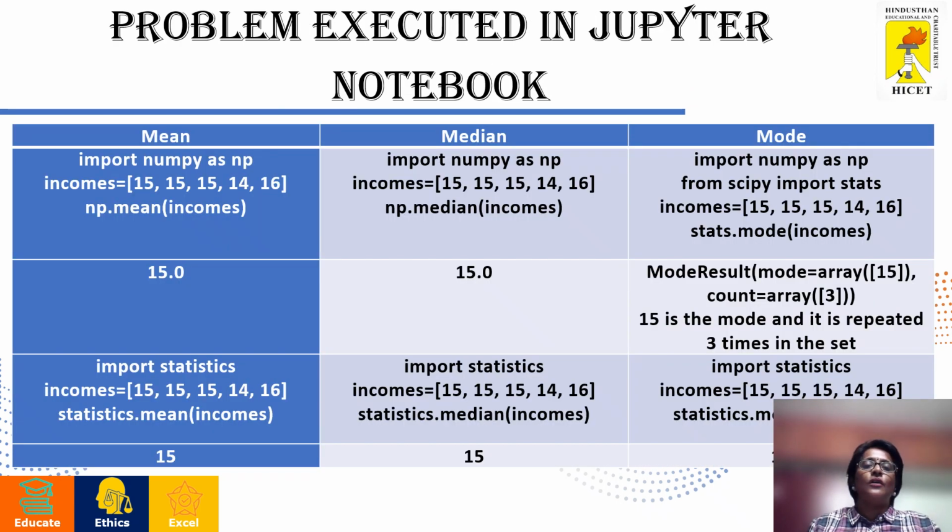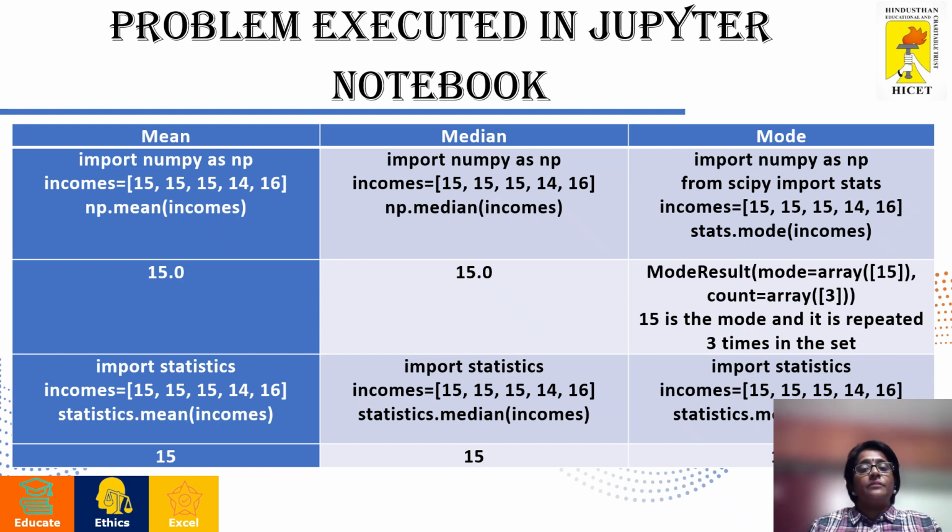Let's take an example of a problem executed in Jupyter Notebook. The functions used for calculating the mean value come from NumPy. First, we have to import NumPy by means of import numpy as np, and the given value is incomes, equal to a list comprising the values 15, 15, 15, 14, 16. We calculate the mean using np.mean of incomes, which gives us a value of 15, the mean of the given income list.